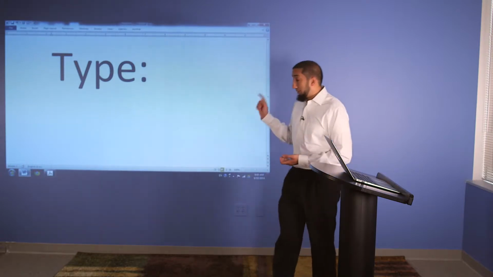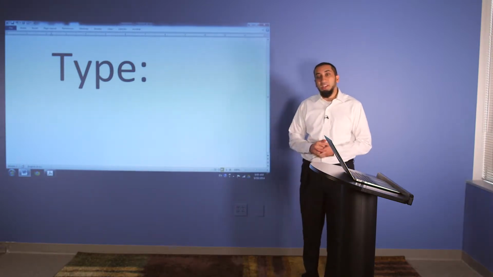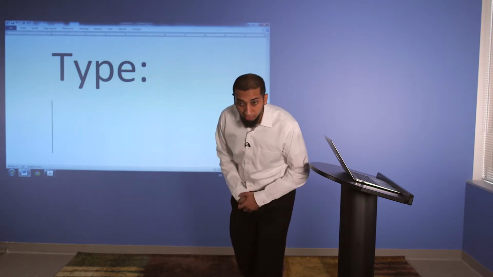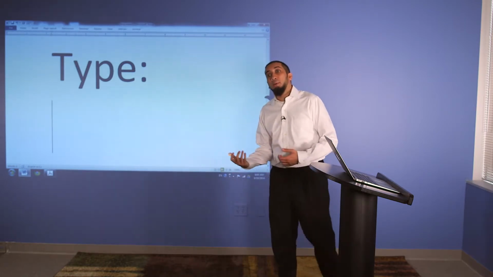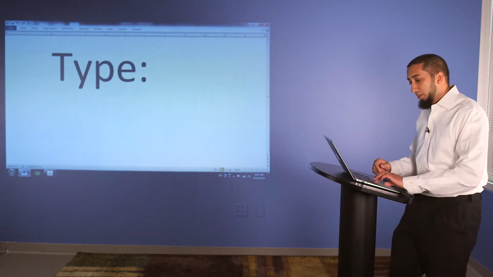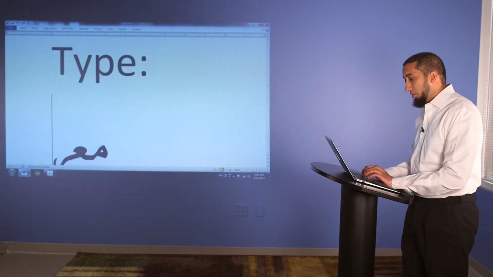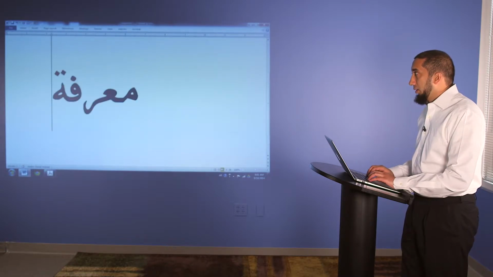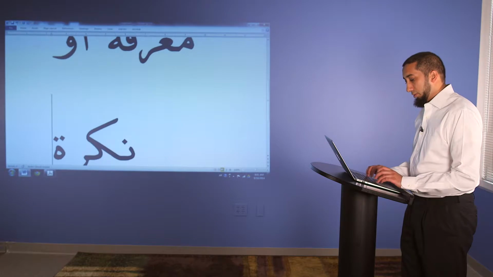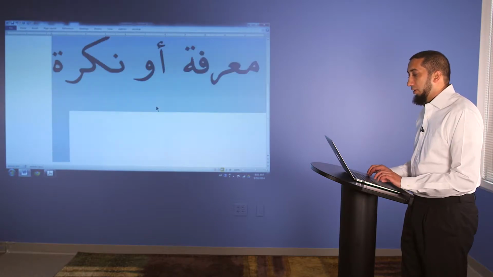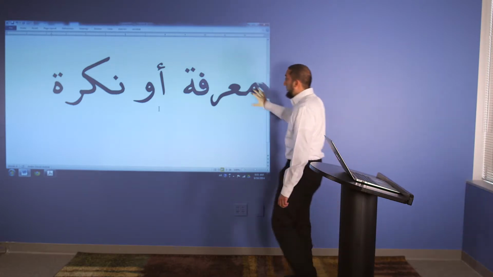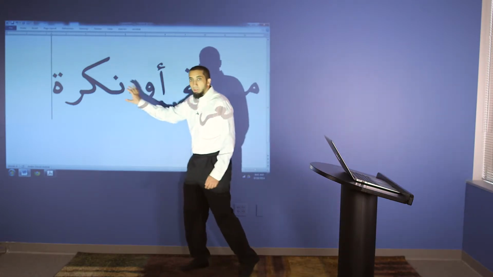But anyway, let's start with type. Type means that a word is either proper or common, but we don't use that anymore because we are now educated in Unit 7. So instead of saying proper, we say ma'rifa. Here's how you write the word ma'rifa. Or nakira. Nakira is common. So a word is either ma'rifa or nakira.